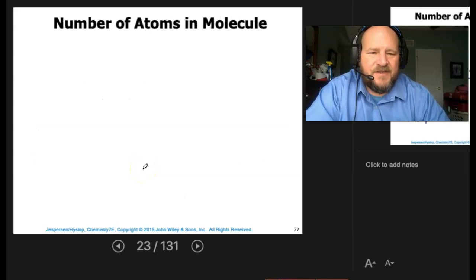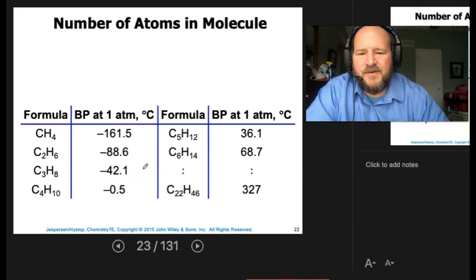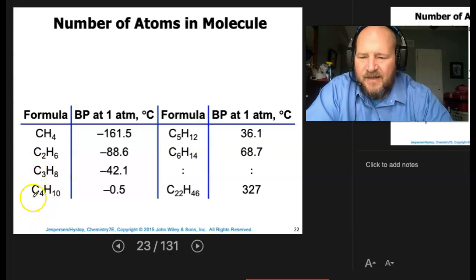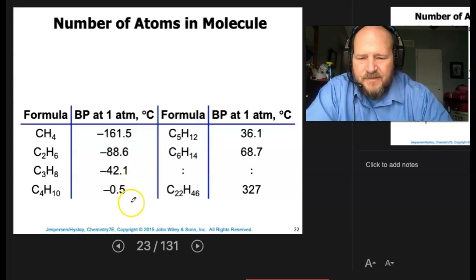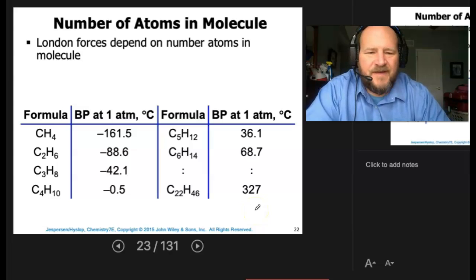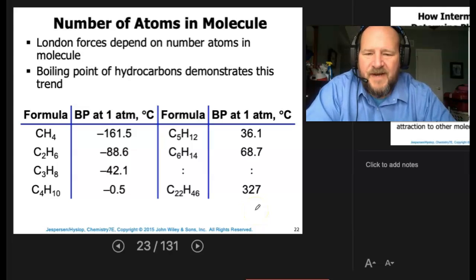Now, the second thing we said was the number of atoms, right? So here, you can see the chemical formulas themselves. We have 5 atoms, here's 8, then 11, then 14, and we can see the boiling point here is going up. As we go up even larger, the boiling point goes up even higher. So again, it depends on the number of atoms in the molecule. So the boiling point of hydrocarbons demonstrates this trend.